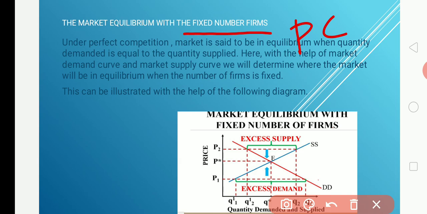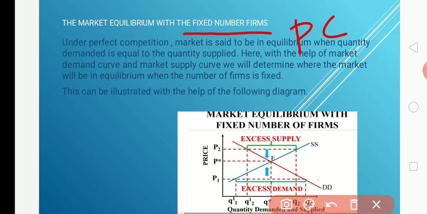So how is the market attaining an equilibrium? In the introduction itself I told you equilibrium means equal. When the buyers' and sellers' plans are both matching, the market will be cleared. So when will the firm or market attain an equilibrium position?